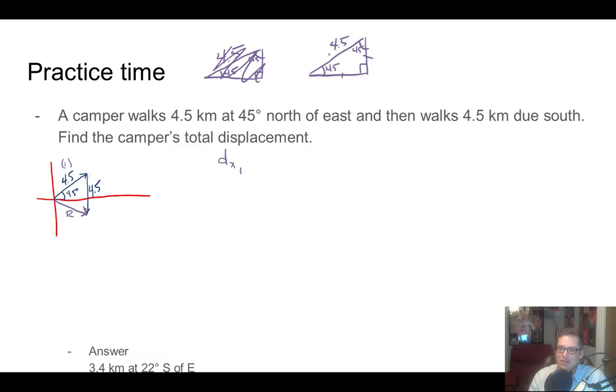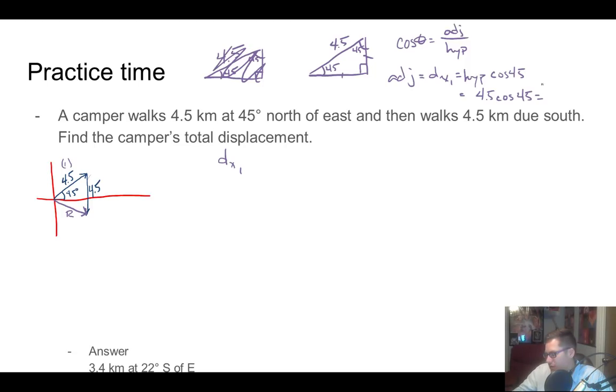If we want to find the length of this side, we can use cosine or sine. If we base it off this angle, we know that cosine of theta is equal to adjacent over hypotenuse, and we want to find our adjacent. So our adjacent, which is also our d sub x1, is equal to the hypotenuse times cosine of 45. The hypotenuse is 4.5, so we take 4.5 times the cosine of 45, and we get 3.18.